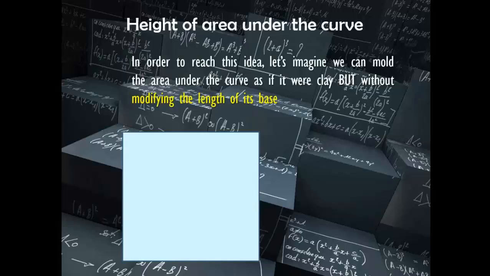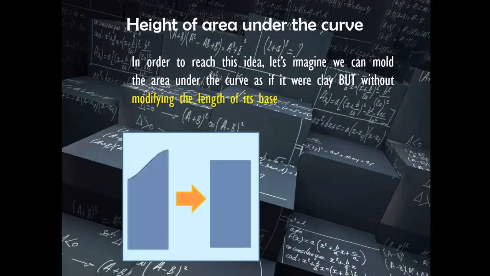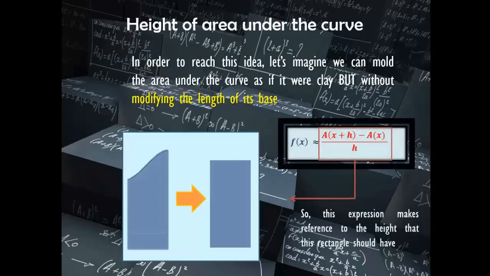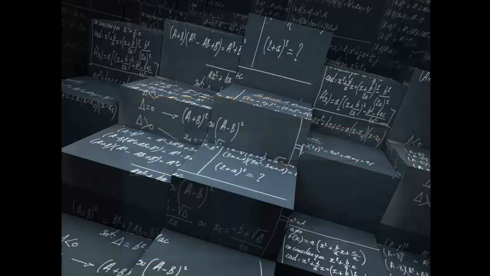In order to grasp the idea of the height I am talking about, let's imagine the area under the curve as if it were clay we can mold however we want. If we mold the area under the curve into the shape of a rectangle but without widening it, that is, without modifying the base length of our area under the curve, once we have this rectangle, we measure its height. The value we obtain is just the height of the area under the curve.